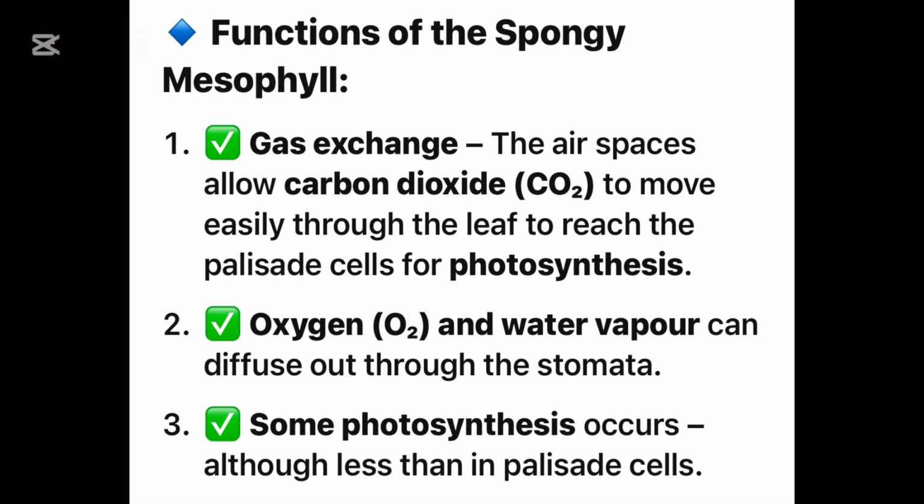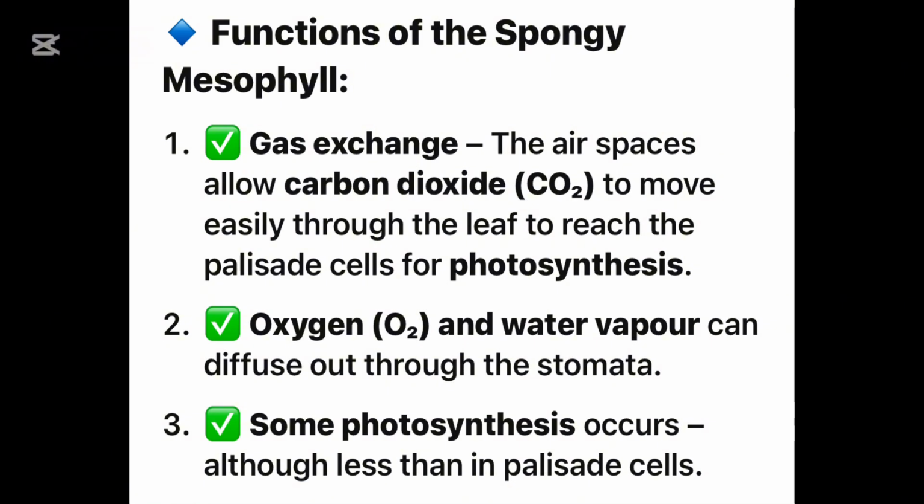Functions of spongy mesophyll. Number one function of the spongy mesophyll is for gaseous exchange. The air space allows carbon dioxide to move easily through the leaves to reach the palisade cells for photosynthesis. In case you don't know what photosynthesis is, it's simply the process in which green plants manufacture their own food in the presence of sunlight as an energy source, in which chlorophyll traps the energy and converts carbon dioxide and water into glucose in plants, which is the food that plants produce.